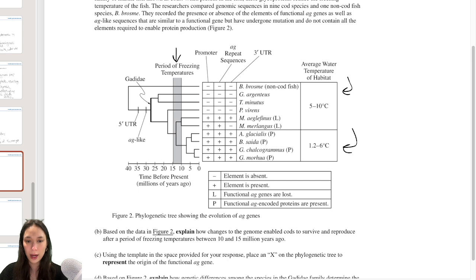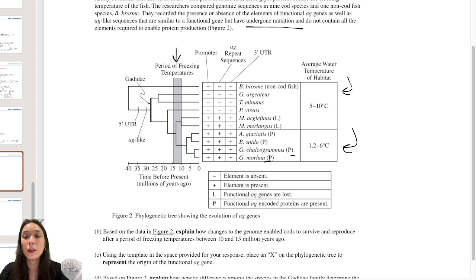And then finally, you have this L and this P here. If there's an L beside them, like these ones, it means that they had the gene for the glycoproteins and then they lost them. And it tells you in the question that it was a similar gene but had undergone mutation. And then the P, the ones beside these ones, indicate that it's still a functional gene that's capable of making protein.